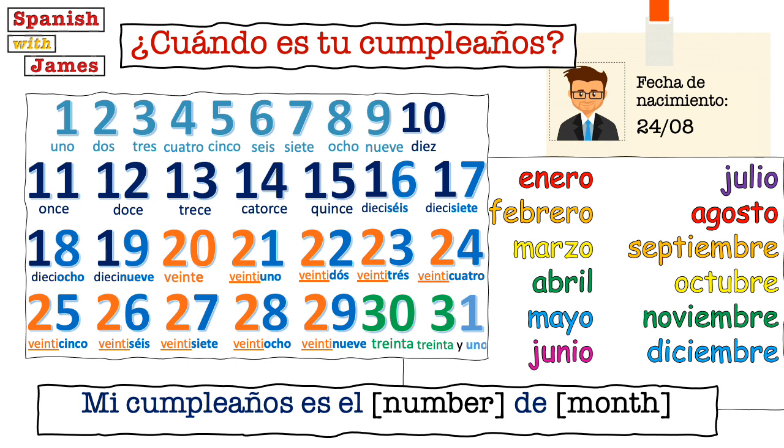So the response to the question, ¿Cuándo es tu cumpleaños? When is your birthday? Is mi cumpleaños es, my birthday is, el, number, de, month. So let's put ourselves in the position of the man on the ID badge. We want to say my birthday is on the 24th of August. So if he's asked, ¿Cuándo es tu cumpleaños? He'll probably respond, mi cumpleaños es el 24 de agosto.